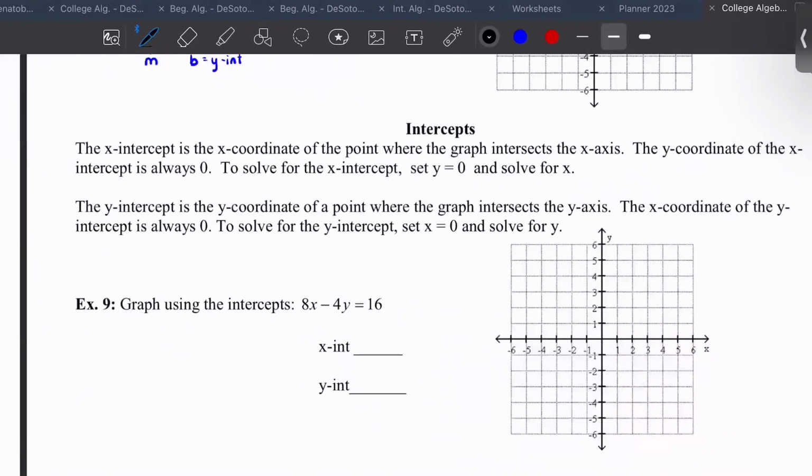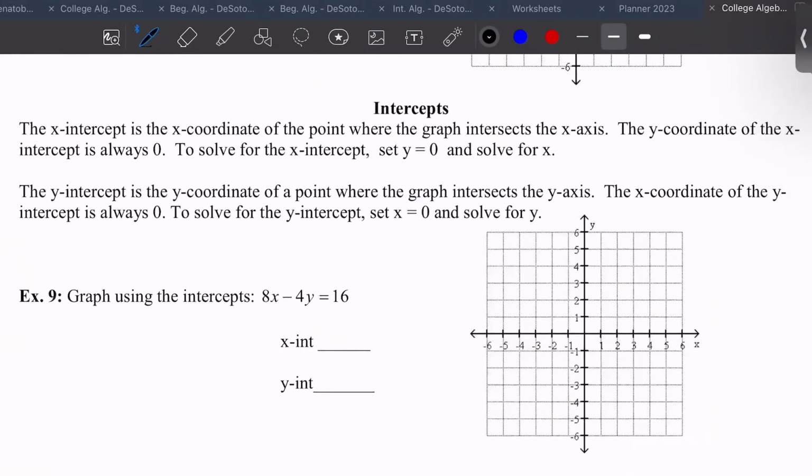All right, now we have this discussion of intercepts. The x-intercept is the x-coordinate of the point where the graph intersects the x-axis. The y-coordinate of the x-intercept is always 0. To solve for the x-intercept, set y equal to 0 and solve for x. The y-intercept is the y-coordinate of the point where the graph intersects the y-axis. The x-coordinate of the y-intercept is always 0. To solve for the y-intercept, set x equal to 0 and solve for y.